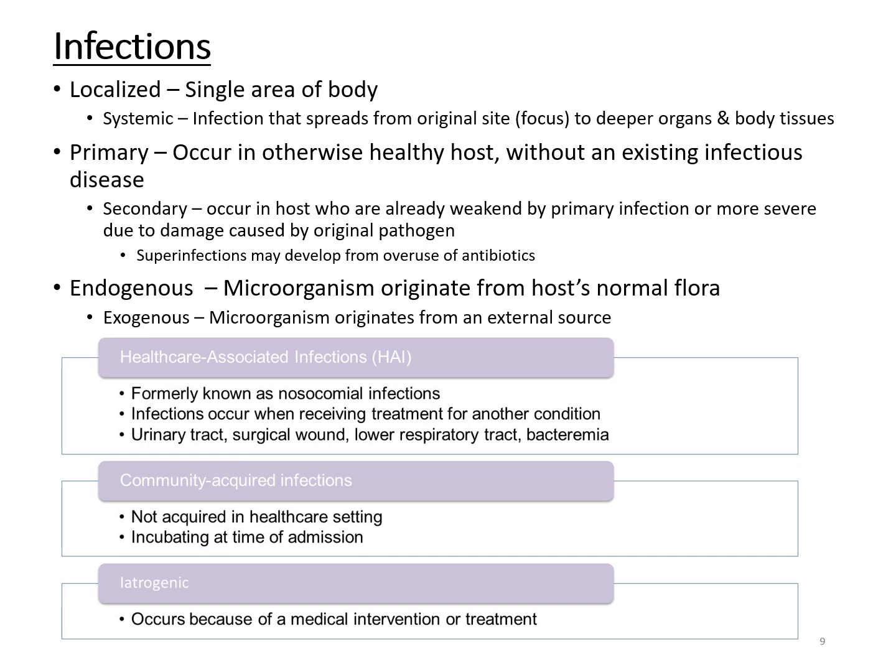Now, an infection can be primary or secondary. If it's primary, this happens in an otherwise healthy host without any existing infectious disease present. If it's secondary, it can happen within a host who has already been weakened by some sort of primary infection, or the disease process may be more severe because there's more damage being caused by that particular pathogen.